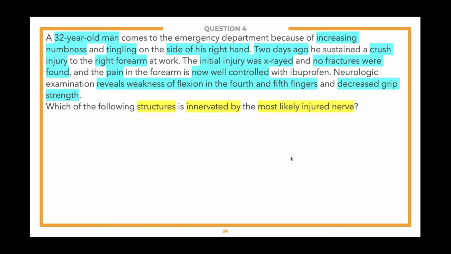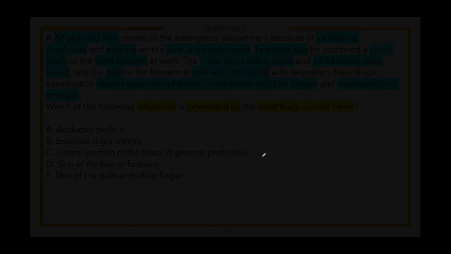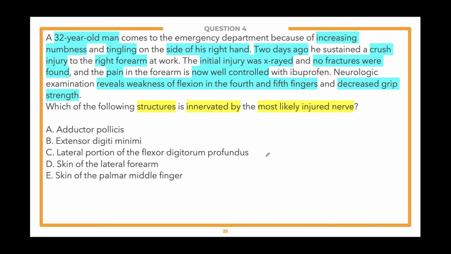So let's go ahead and take a look at those answer choices. Once again, we're going to start at the bottom and work our way up to the top. E, skin of the palmar middle finger. D, skin of the lateral forearm. C, lateral portion of the flexor digitorum profundus. B, extensor digiti minimi. And A, adductor pollicis.